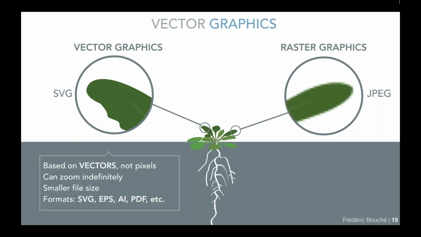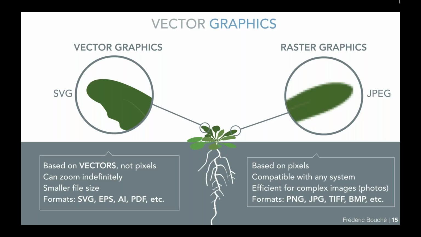So, as I told you, just a summary. Vector graphics are based on vectors, not pixels. You can zoom indefinitely on them. They have a smaller file size. This is true for simple objects. If you have really complex objects or photos, the file will be bigger than with raster graphics. The main formats are SVG, EPS, Adobe Illustrator format, and of course PDF that you all know. And you all know that if you zoom a lot in a PDF, you won't see the pixels. This is because the data are stored in vectors.